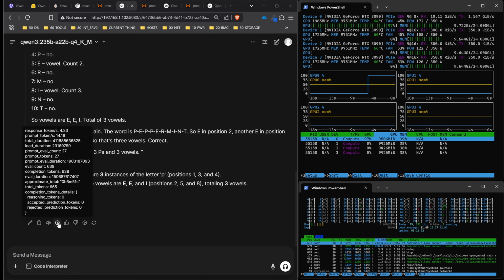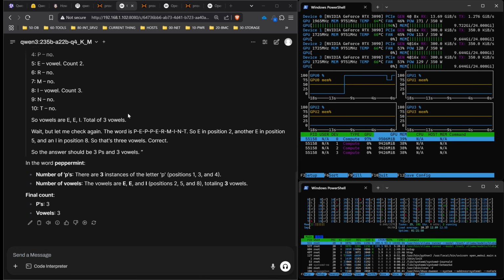Response tokens per second, 4.23. Prompt tokens per second, 14.19. Total tokens, 665, and 6 minutes and 51 seconds to get to that.